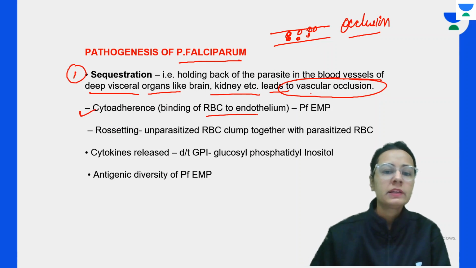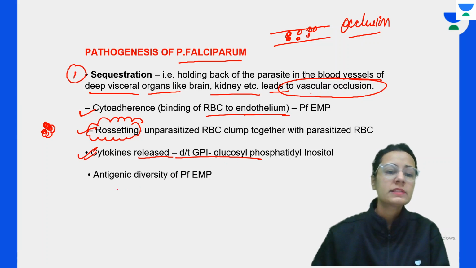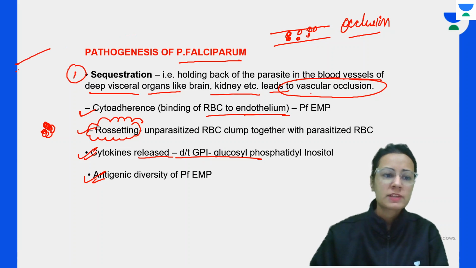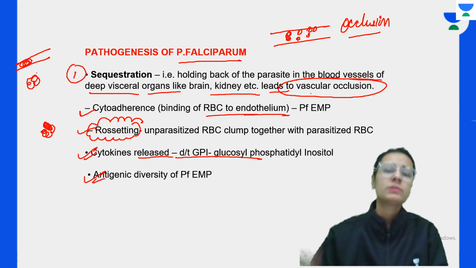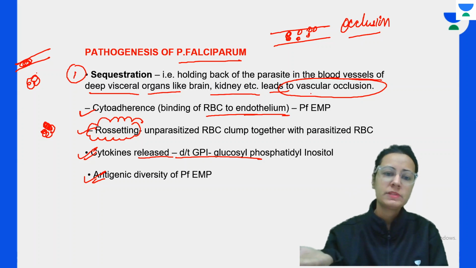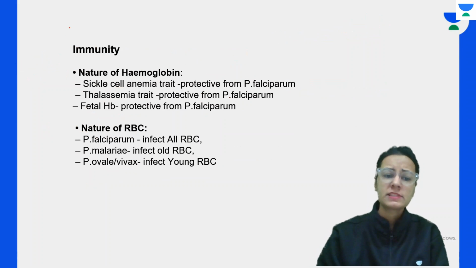Cytoadherence, that is the binding of the RBCs to the endothelium. Rosetting, that is the unparasitized RBCs clump together with the parasitized RBCs, releasing cytokines, and there is antigenic diversity of P. falciparum malaria. So pathogenesis is mainly due to vascular occlusion, and the rosette formation of infected RBCs with non-parasitized RBCs, and cytoadherence, the binding of the RBCs to the endothelium and releasing the cytokines.